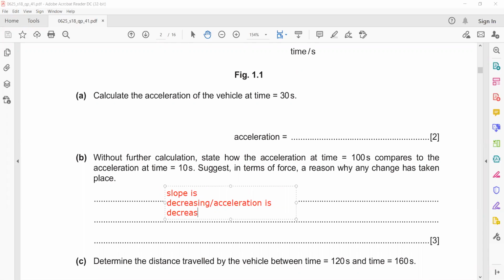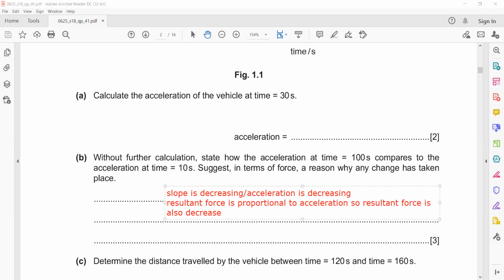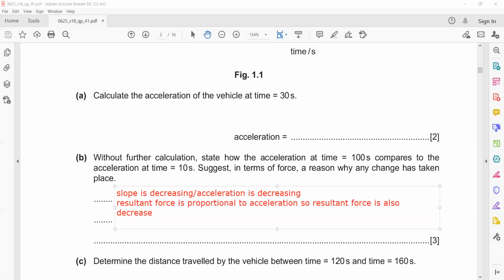So what happened is, it shows that the resultant force is proportional to acceleration. So the resultant force will also decrease. And how will the resultant force decrease? Because for a vehicle or a car, there is a driving force and there is a frictional force or air resistance. So the air resistance increases, or you can also say the frictional force increases.